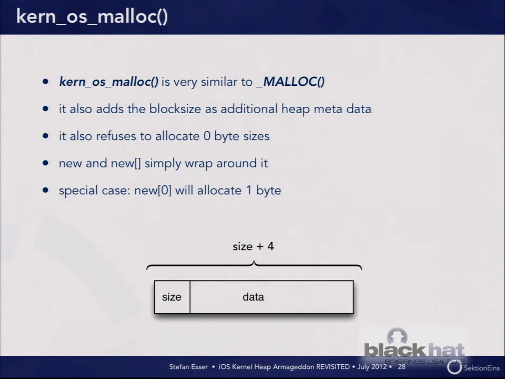Anyway, aside from that, it's very similar to malloc, and the operators new and new array just wrap around it. There's a special case for the new array allocator, because when you try to allocate an array of 0 elements, then it will return a buffer of 1 byte.